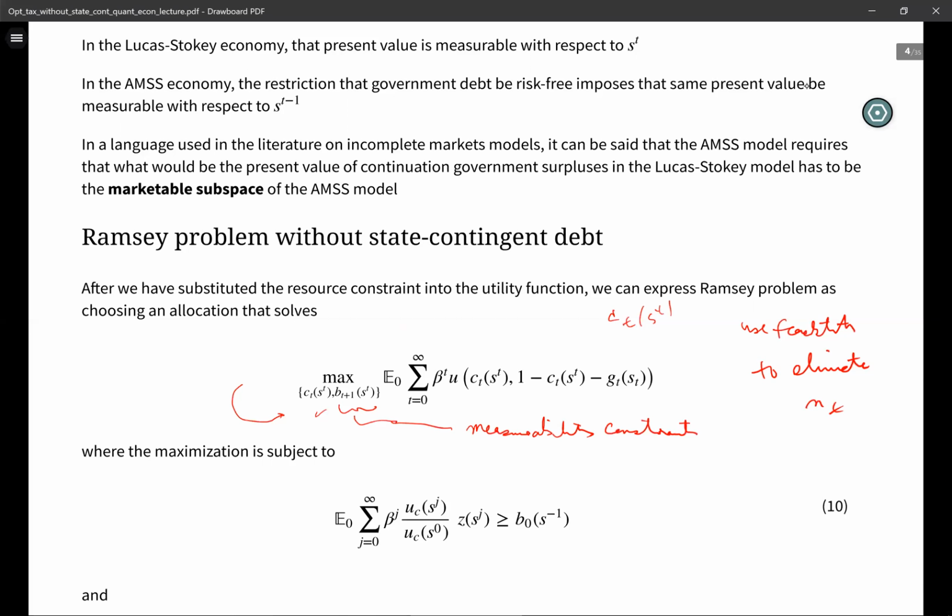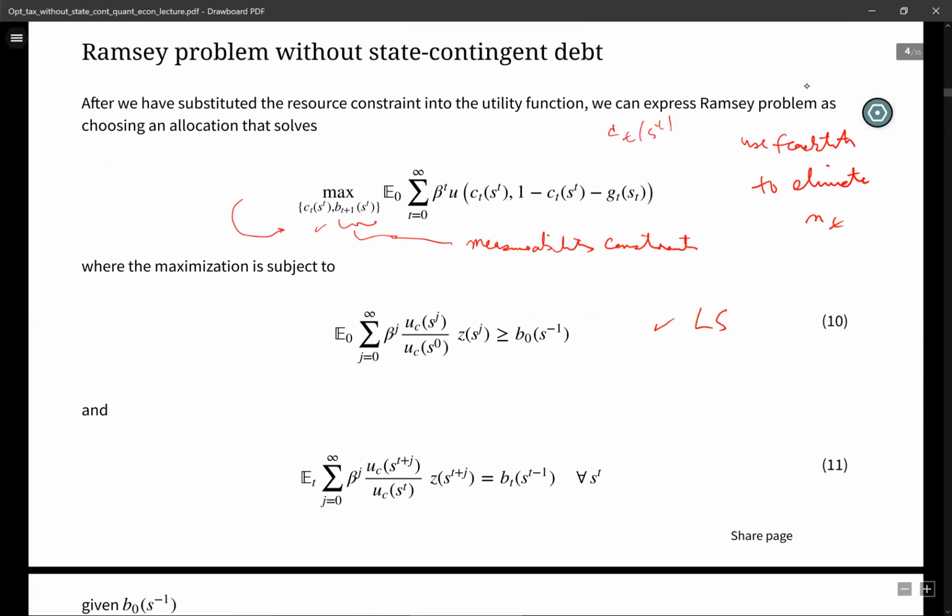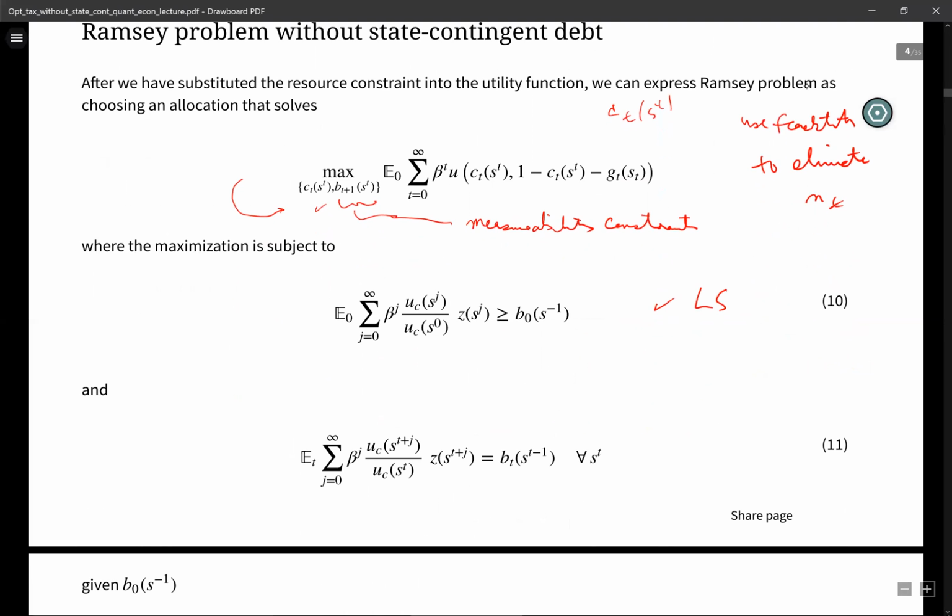So the maximization is going to be subject to this restriction. This is the Lucas and Stokey constraint. And these additional implementability constraints, which look like this: this object dated t actually has to turn out to be a function only of s t minus 1.